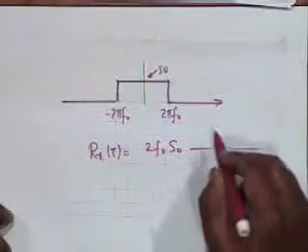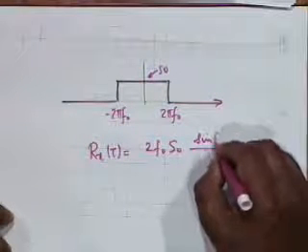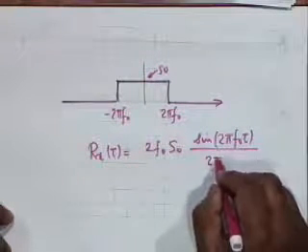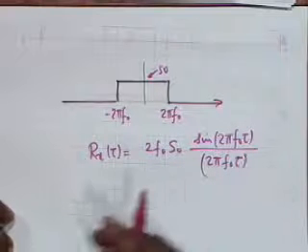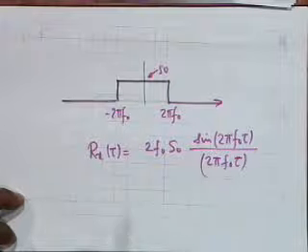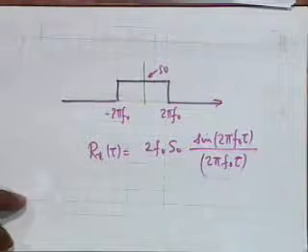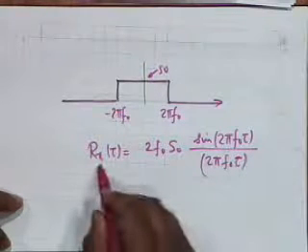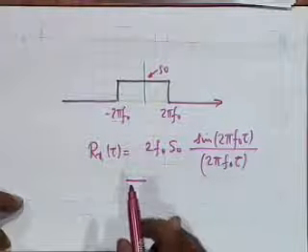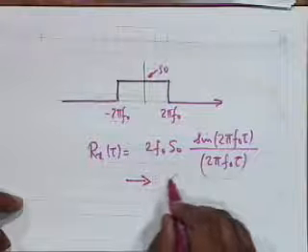It's a sinc function, and the result, I leave the algebra to you, Rx tau is equal to twice f0 S0 sine of 2 pi f0 tau divided by 2 pi f0 tau. Is it a sinc function? Yes, it is. And you notice that if f0 tends to infinity, then this function itself tends to infinity. We can't say it's a delta function, yet it tends to infinity.